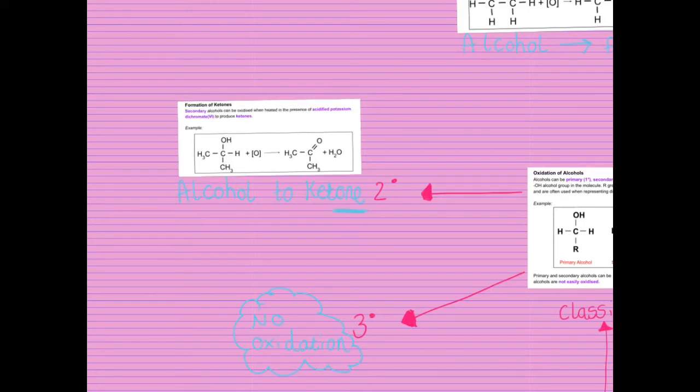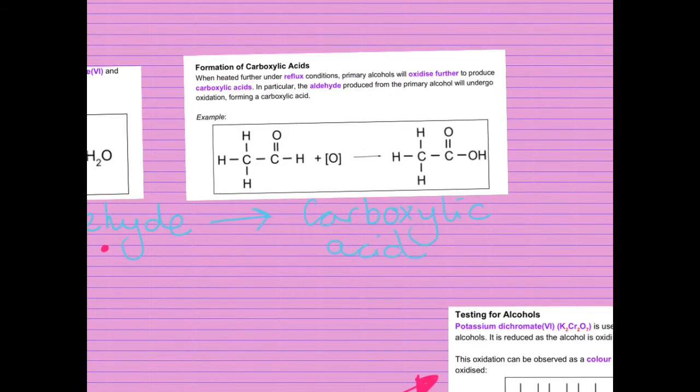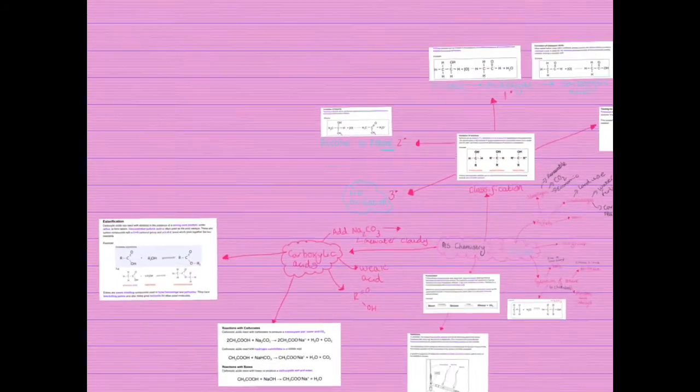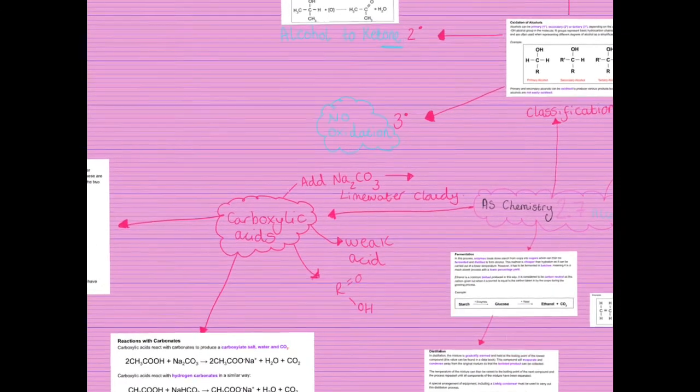Ketones and aldehydes are noticed by their carbon-oxygen double bond. Okay, if it's a ketone, it's on the secondary carbon. If it's an aldehyde, it's on the final carbon. And then carboxylic acids are noticed by this group, their functional group C double bond O, OH. So tertiary alcohols will undergo no oxidization.